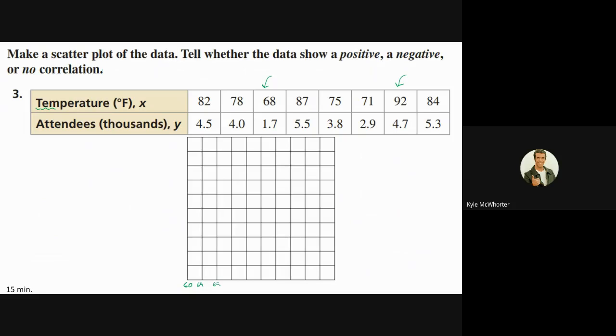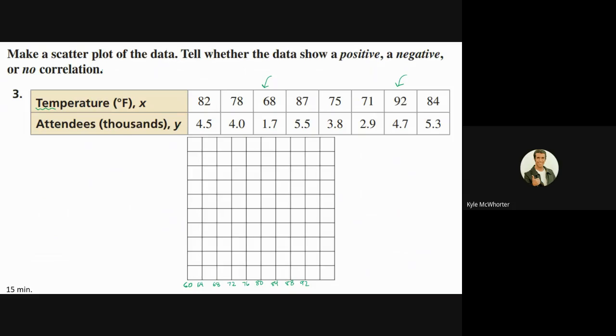64, 68, 72, 76, 80, 84, 88, 92. That's really as far as I need to go because my highest one is 92, right?